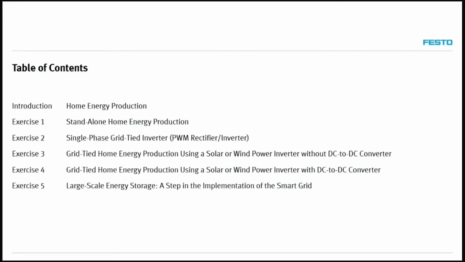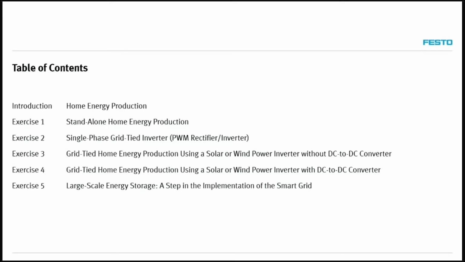Then grid tied home energy production, 3-phase, then using a solar or wind power inverter without DC to DC converter. Then the next exercise is with a DC to DC converter. And finally, the last exercise is about large scale energy storage, how to implement it in the smart grid.